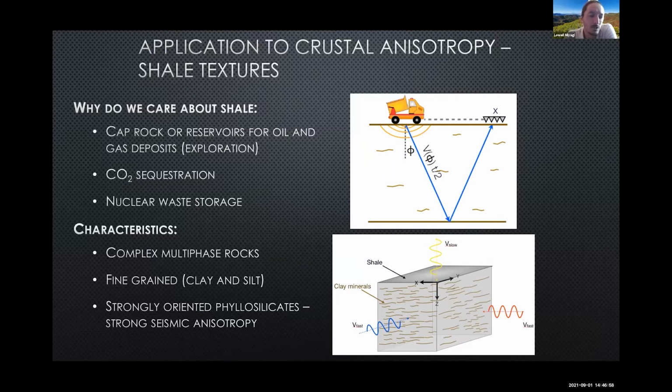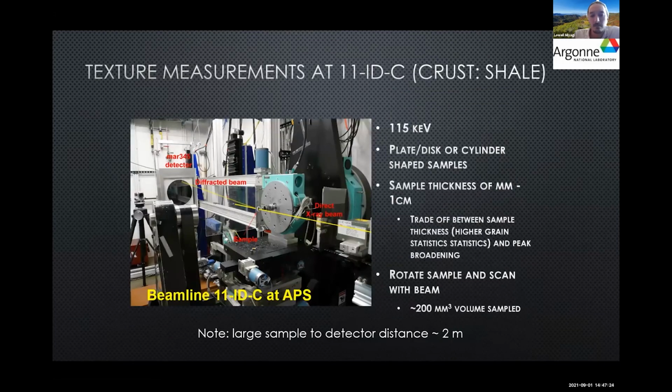So here we are looking at shales. Shales are ubiquitous sedimentary rock, and they're really important for seismic prospecting. They tend to have very strong anisotropy, and as it turns out, a large percentage of missed boreholes are due to improperly accounting for anisotropy when prospecting for oil-rich deposits, right? So one thing you can do, this is at Argonne, sector 11.